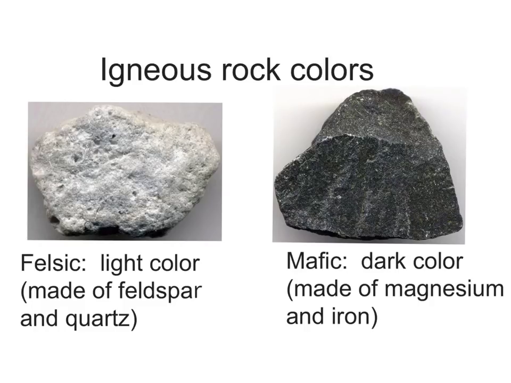Another way that we can describe igneous rocks is based on their color. Some igneous rocks are very light in color. We call them felsic. They're light in color because they're made of light color minerals, feldspar and quartz. On the other hand, some igneous rocks are very dark in color. We call those mafic, and they're dark in color because they have some metals, magnesium and iron, in them, and those are both very dark color metals. So you can see that just looking at an igneous rock, you can get all kinds of clues about what materials it's made from and whether it cooled off above ground or below ground.